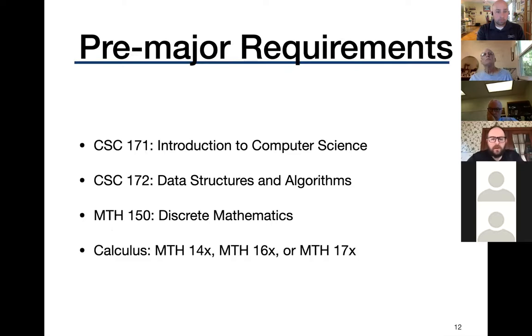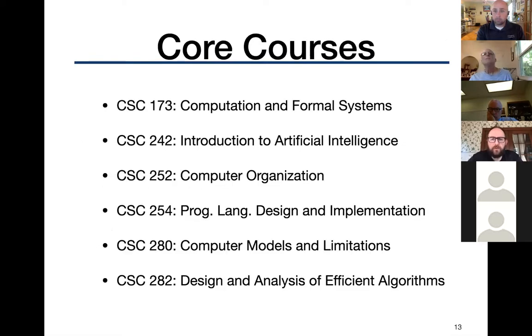I've already touched on the PreMajor Requirements, so I'm just going to move on from that and talk about our core courses. There's 6 here. They're all, in my opinion, awesome. You are very fortunate to have the opportunity to take these courses from the instructors who teach them. 173 will be your first introduction to the real cool math that tells you what's possible in certain limits. That's where you really learn about Turing machines and finite automata and things like that. That sets the stage for all kinds of stuff in your future career.